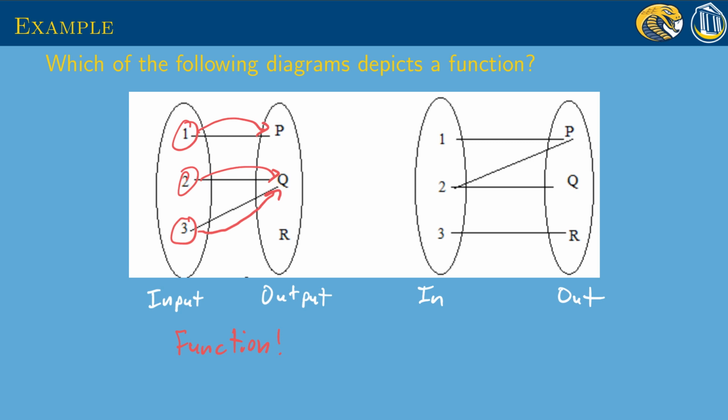What about the second one? The input 1 produces a P. Good so far. The input 2 gives us a P and a Q. When we push the button 2, we could either get a P or a Q or both. This fails. This is not a function, since it doesn't meet our definition. Every single input has to have only one unique output, and that is not true for number 2.